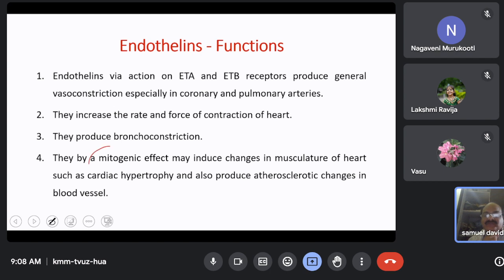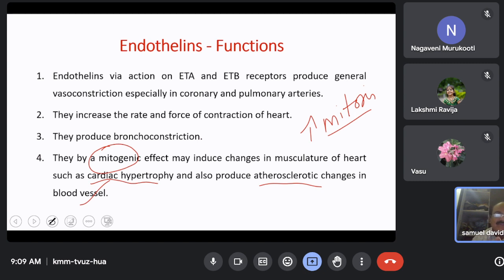So, what is mitogenic effect? It is nothing but increased mitosis. So, when mitosis increases, the number of cells increase. But here, this mitogenic effect does not increase the number of the cells of the wall of the heart. Rather, it increases the size, leading to cardiac hypertrophy, enlargement. And it also produces atherosclerotic changes in the blood vessel.